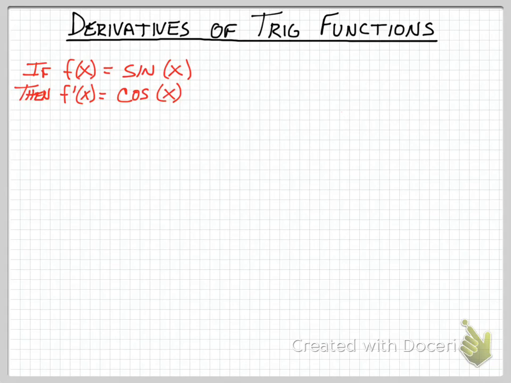Alright, nice and easy. Second, let's look at cosine. If f of x equals cosine of x, then f prime of x is going to equal negative sine of x.